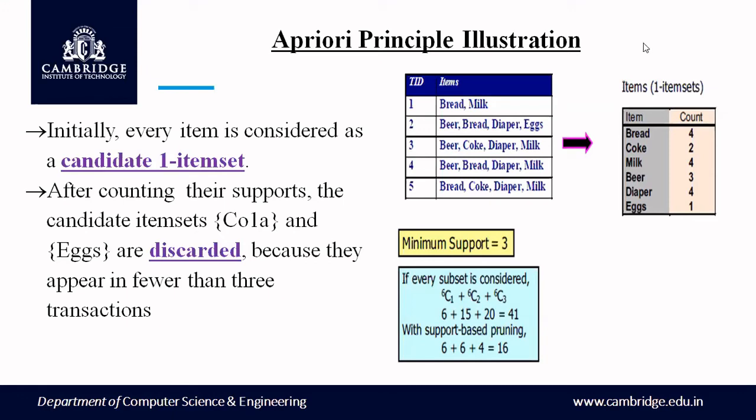We get to know there are a few items which are getting discarded from here. For example, it is going to be coke and eggs. Coke and eggs are going to get discarded because they are not satisfying the minimum support value. If you consider every support together, a brute force approach, this calculation alone would have taken 41 steps, or 41 comparisons.